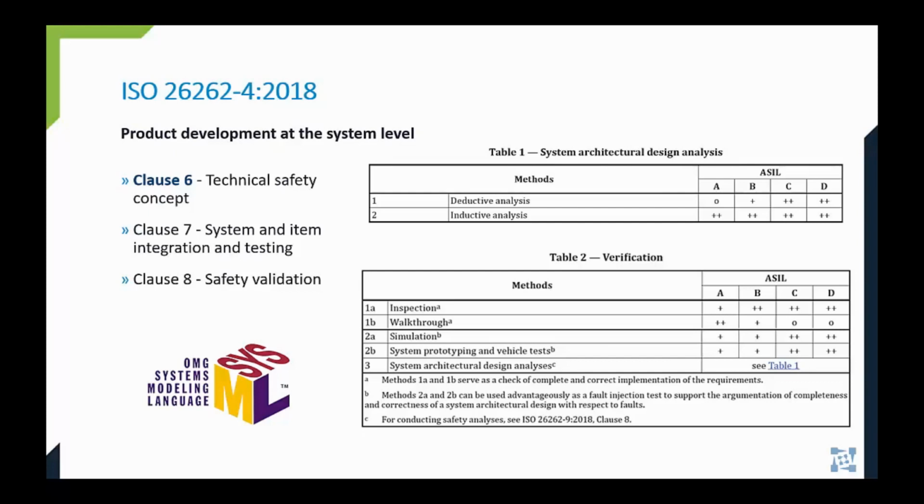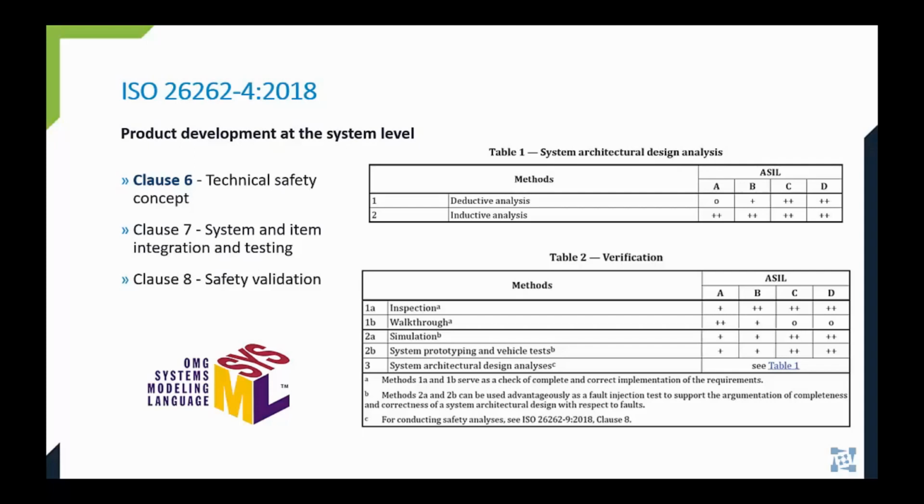Inductive analysis is about knowing the cause of a system failure, but focusing on identifying all the possible effects. Failure mode and effects analysis is an example of this type of analysis. Both of these methods will flesh out system-level functional and non-functional safety requirements. Table 2 lists the recommended methods for verifying these requirements.